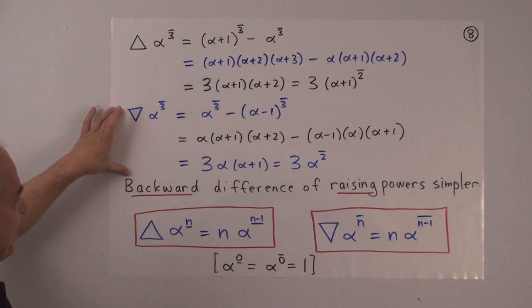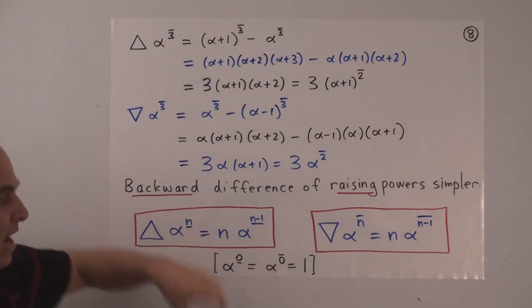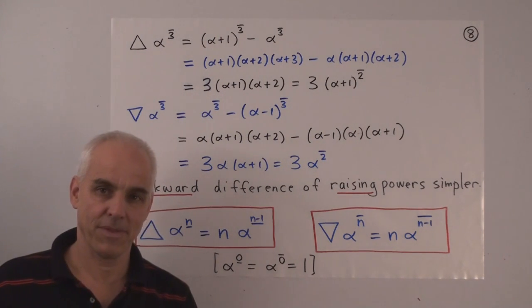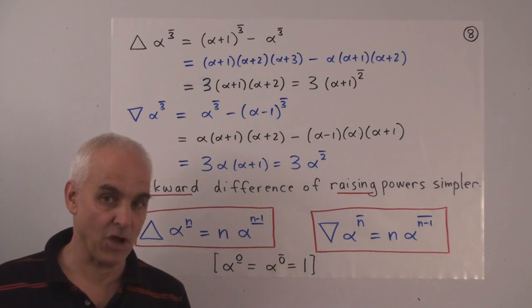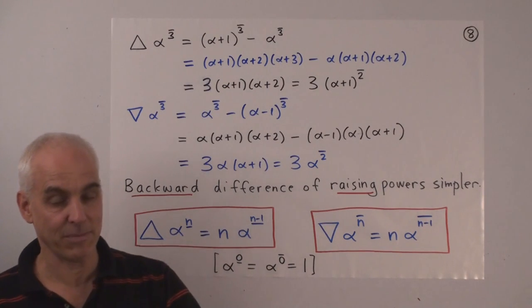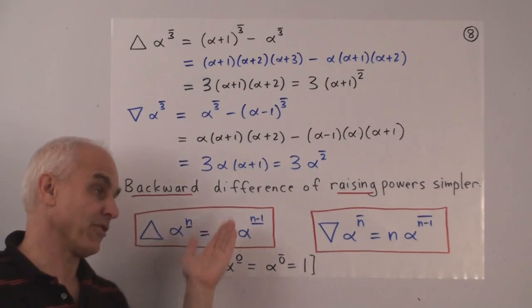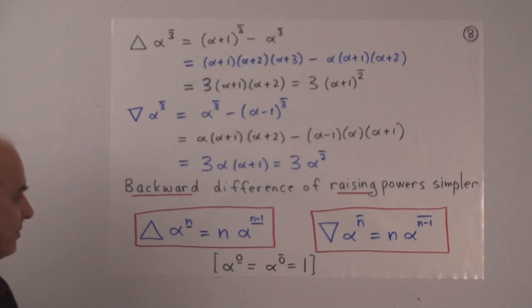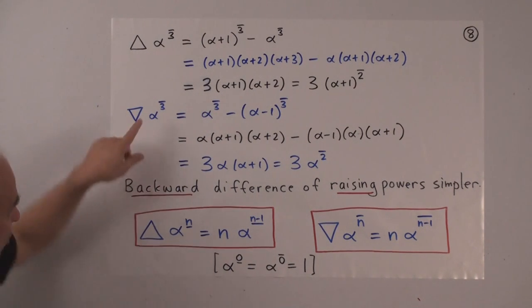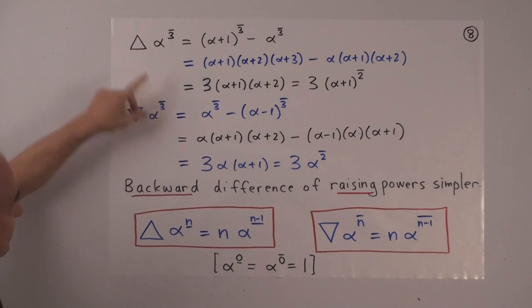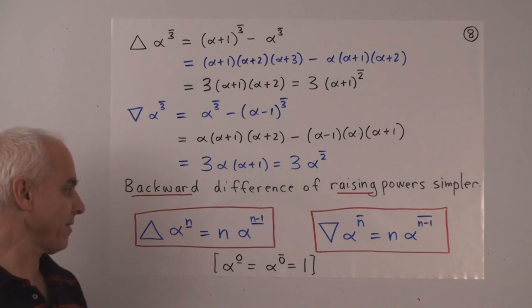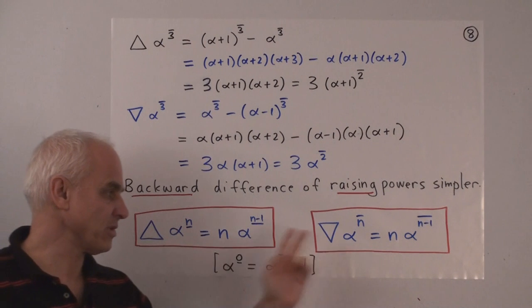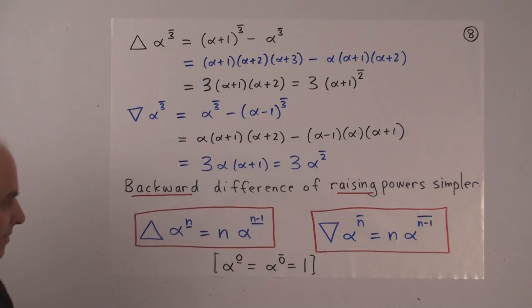So this time around we see that the backward difference of raising powers is simpler. On the previous sheet we saw that forward differences of lowering powers are simpler. Now backward differences of raising powers are simpler. And although we've just worked it out here with 3s, you can do this for 4s or 5s or in fact general n. And here are the corresponding formulas. They're good exercises for you to do.